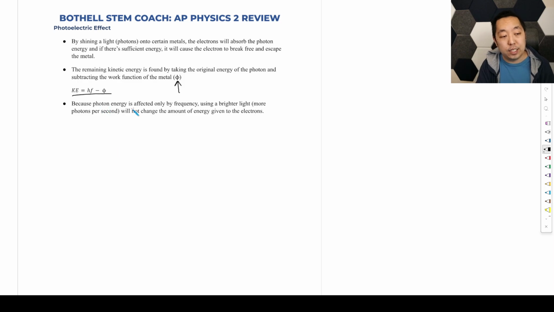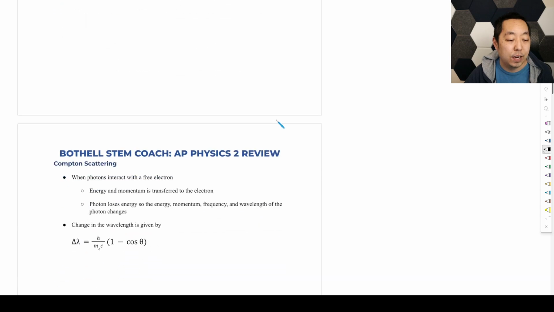This is the key thing, and this is why it was considered groundbreaking: only the photon energy is affected by frequency. Shining brighter light, which is more photons at the same frequency, even though you're sending more energy overall, is not interacting with the electrons to cause them to escape, right? It will not change the amount of energy given to the electrons. It has to be the energy of the individual photons themselves that affects it.